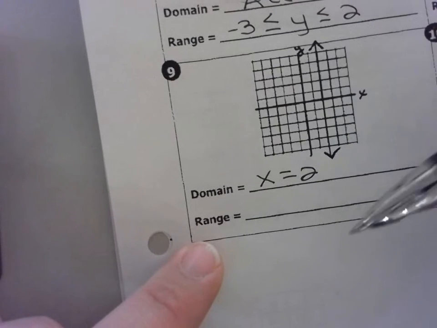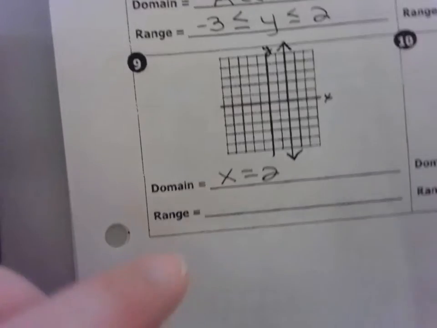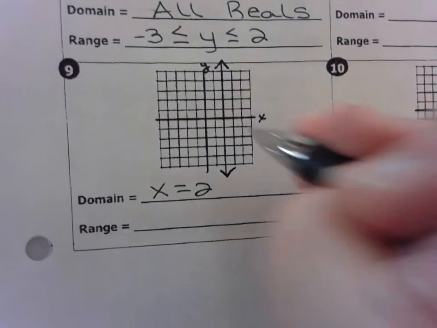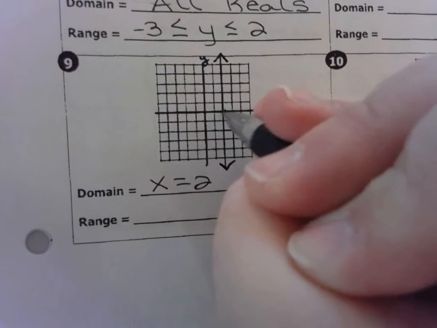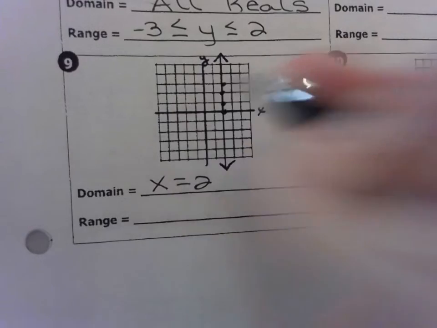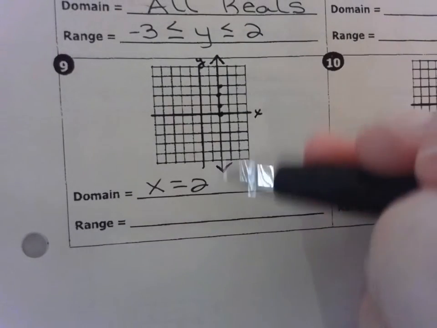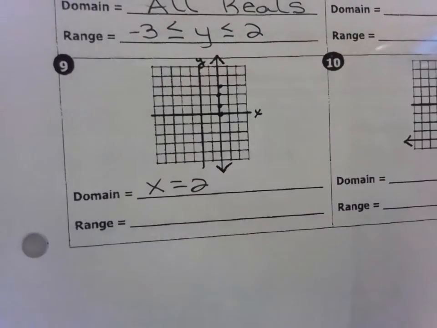I have a question. How is x always this? Look, any point I pick on here, x will always be 2. 2, 0; 2, 1; 2, 2; 2, 3. Because it's a vertical line, it doesn't go any left or right of 2. Does that make sense? Okay.